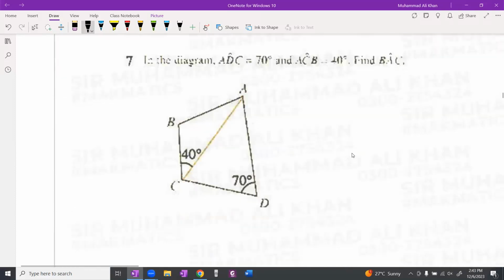क्वेश्चन नंबर 7. इन द डायग्राम फाइंड BAC. कुछ मिसप्रिंटिंग हुई है. BAC वी हैव टू कैलकुलेट दिस. ये भी सर्कल के अंदर है डायग्राम और साइक्लिक क्वाड्रिलेटरल है, ये ध्यान में रखिएगा. तो ये 70 है तो सामने वाला क्या हो गया, 110. 110 और 40 से 180 माइनस 40 माइनस 110, 30 डिग्रीज का ये एंगल रहेगा.